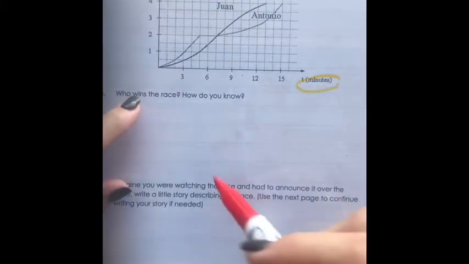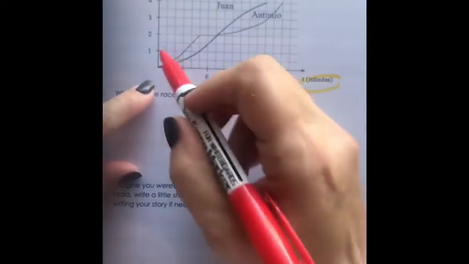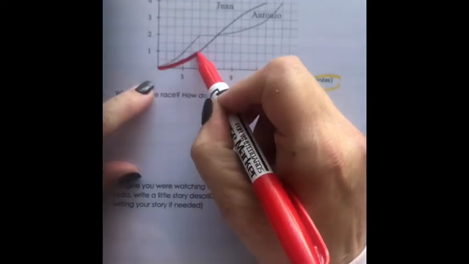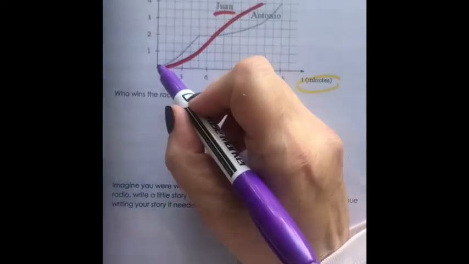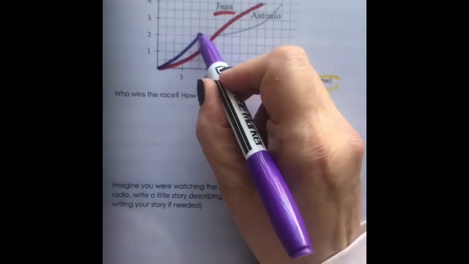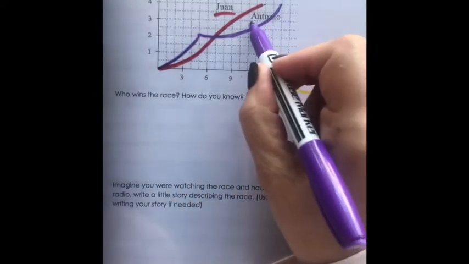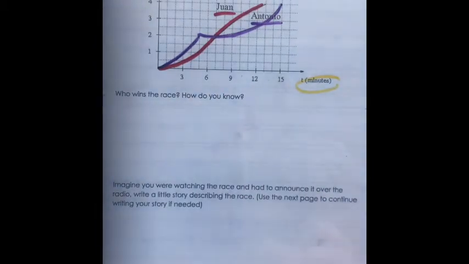So what I'm going to do is outline our two riders here. This one that I'm outlining in red, that's going to be Juan. And then I'm going to outline Antonio here. There's Antonio, he's in purple, so we can see it a little bit better, it sticks out a little bit more. So it says, who wins the race? We've got to take a look at what's going on.